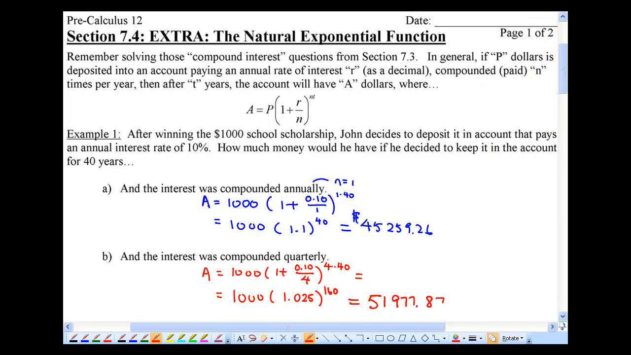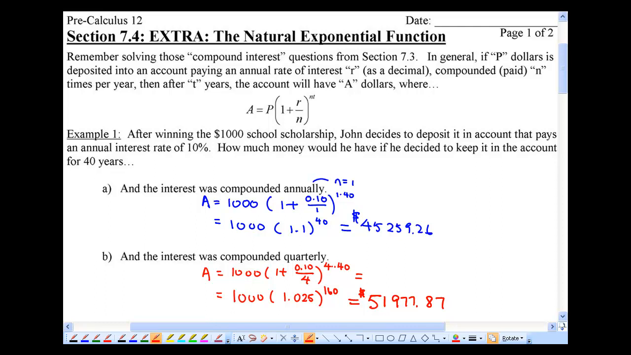Same time period. It's just one was compounded quarterly. I get interest every 3 months, I guess. That's quarterly. The other one, I'm going to get interest once a year. But look at the difference in money. It's almost a $6,000 difference. Wow. So this is the effect of compounding at different times or different rates.